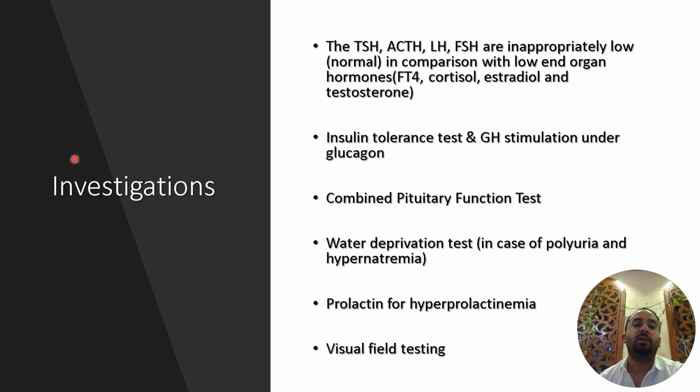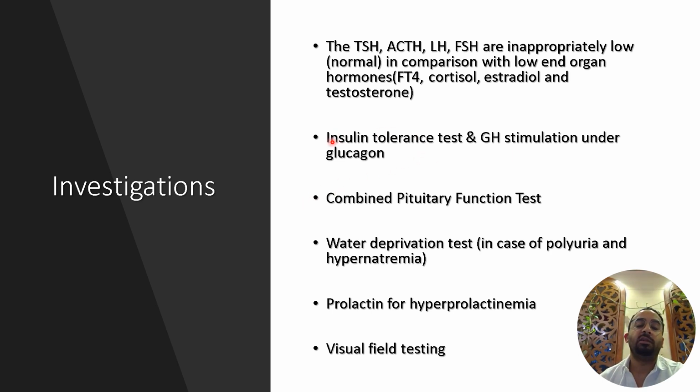So in the investigation, a patient with hypopituitarism can be diagnosed, as a first step, by finding normal or low TSH, ACTH, LH, and FSH. They are either normal or low, what's called inappropriately low, because they should be high in the presence of low end-organ hormones like free T4, cortisol, estradiol, and testosterone. There are other investigations used in the diagnosis of hypopituitarism, like the insulin tolerance test and the glucagon stimulation test for growth hormone, which is usually done in patients during childhood to decide whether to give growth hormone therapy or not.